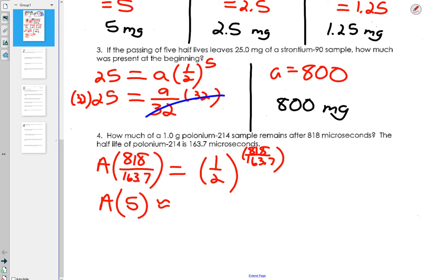So I'll put 0.5, that's the same as 1/2, to the power, parentheses, 818 divided by 163.7. So I'm getting, and it doesn't tell us where to round. Okay, I'm just gonna go 0.03. And that was being measured in grams. So 0.03 grams. Which I believe is known as a centigram. I'm not good with the metric system, but I believe that's called a centigram.